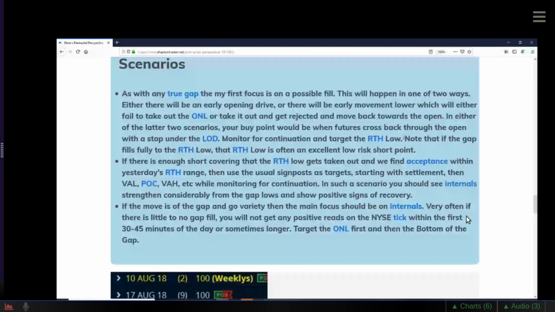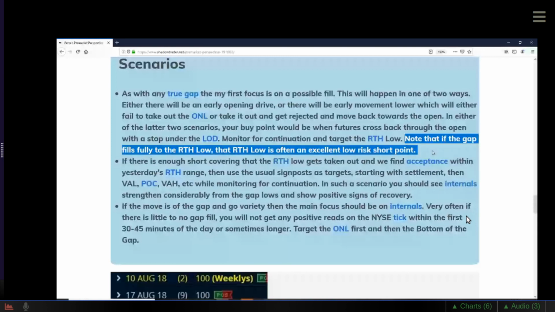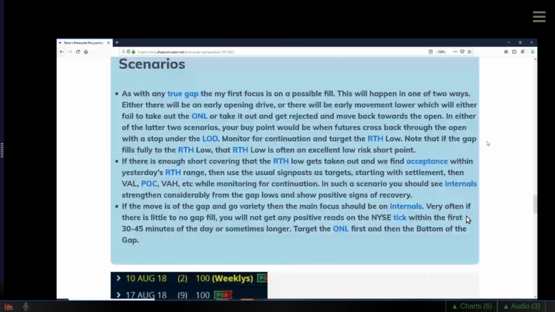Note that if the gap fills fully to the RTH low, that RTH low is often an excellent low risk short point. So do you see how just in the first scenario, I've already given you multiple trade ideas, basically how am I going to attack this thing? And this first scenario is only talking about what happens if the gap is going to fill. Now, obviously, this scenario didn't come into play today because we didn't fill at all. But had this scenario come into play, these would have been the things that I would have been looking for.